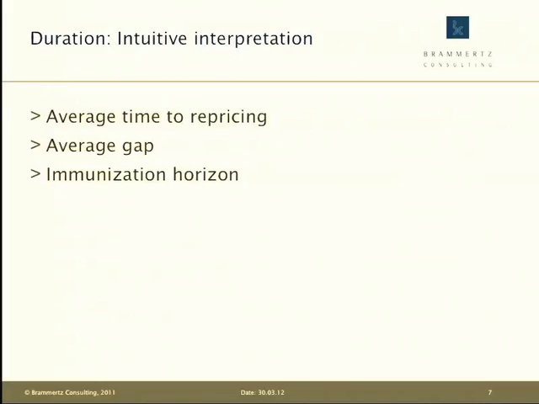Duration has very nice interpretations. You can also say it's the average time to repricing. Because we have so many cash flows and events, it's not so simple, but you can imagine it like the average time to repricing. And that's why, if it's a zero bond, what is the duration of a zero bond? Maturity, because it will reprice at maturity. That's easy too. But if you have a bond with a high coupon, it moves it to the present.